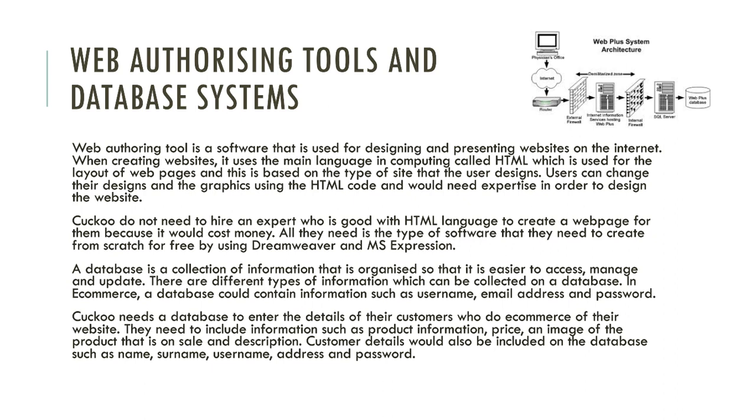A database is a collection of information that is organized so that it's easier to access, manage, and update. So there are different types of information which can be collected on a database. So in e-commerce, a database could contain information such as username, email, and password. So basically, databases can collect your information.